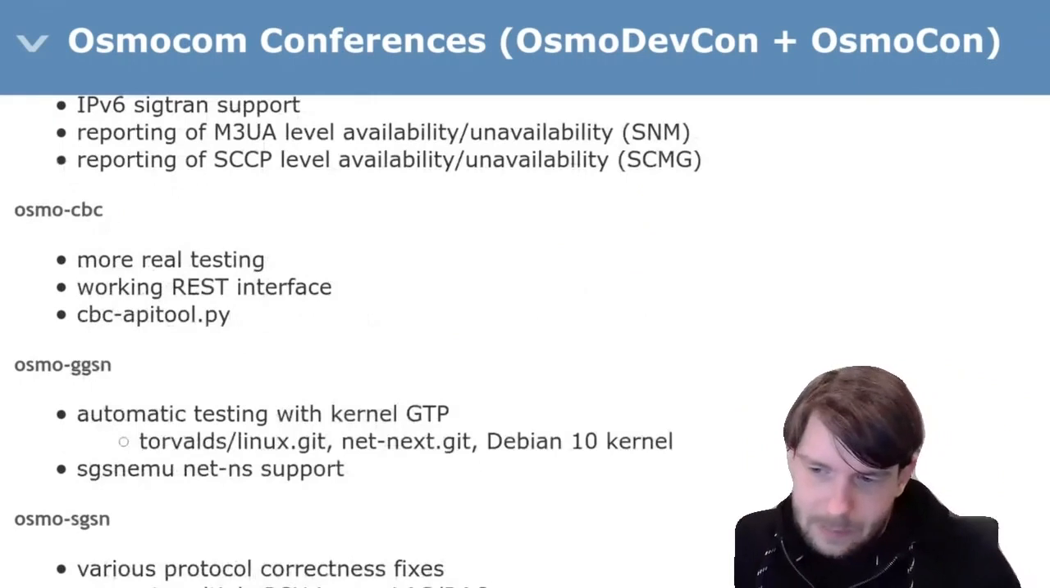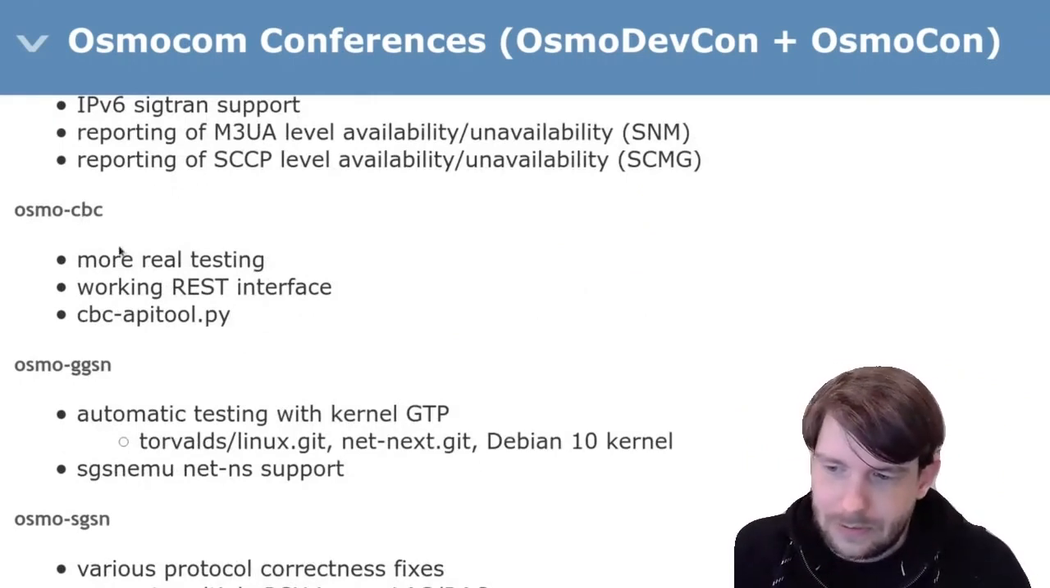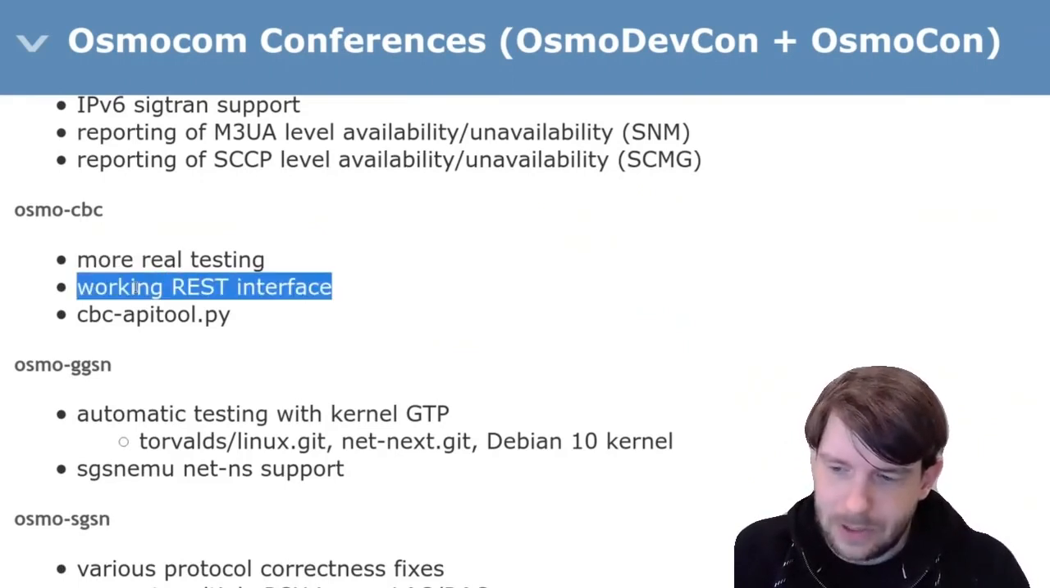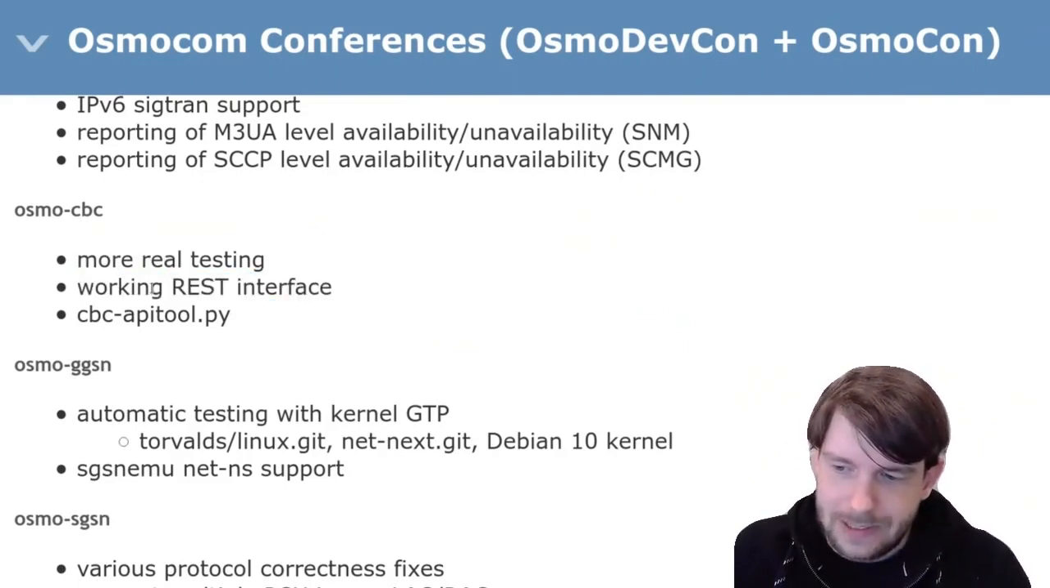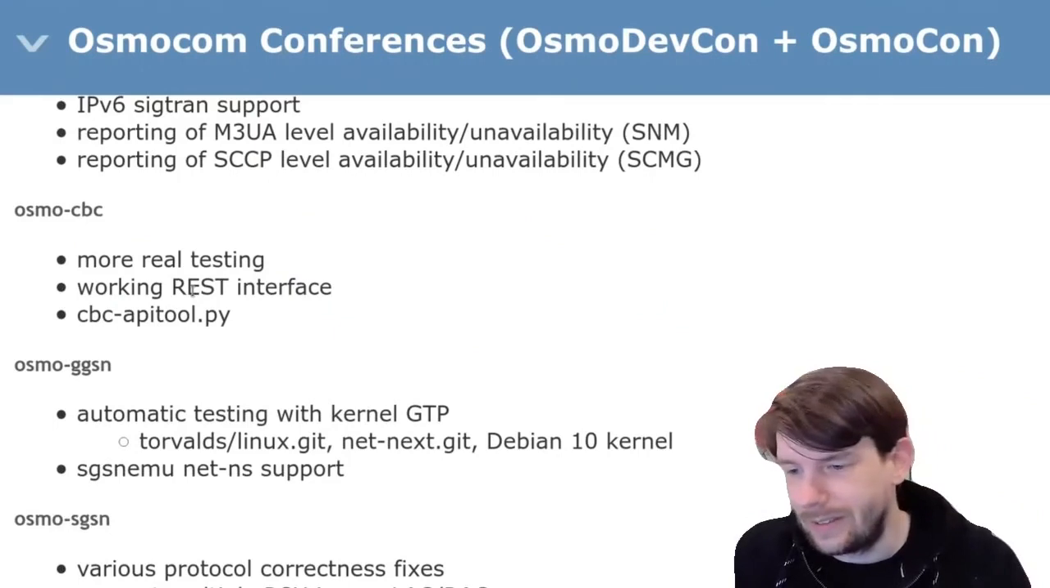Osmo CBC, the Cell Broadcast Center, was created in 2019, has received a lot of testing since, and now has a working REST interface by which you can add or delete broadcast messages, which the CBC then sends to the BSCs over the CBSP protocol.